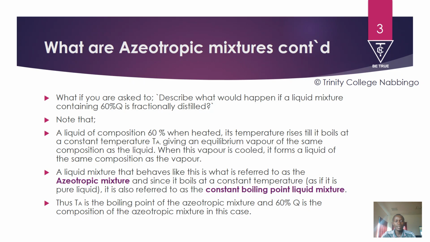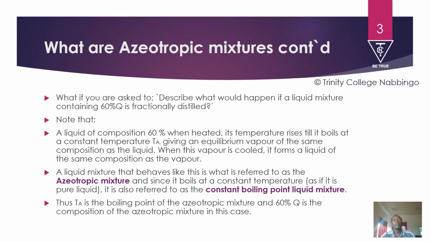We have already seen that a liquid of composition 60% when heated, its temperature rises till it boils at a constant temperature Ta, giving an equilibrium vapor of the same composition as the liquid. When this vapor is cooled, it forms a liquid of the same composition as the vapor. That's how azeotropic mixtures behave. And because there is no tendency to eliminate one of the components, we cannot separate them easily using traditional fractional distillation. A liquid mixture that behaves like this is what is referred to as the azeotropic mixture.